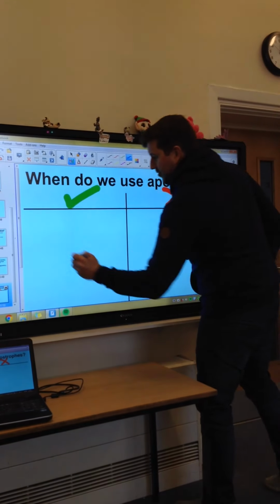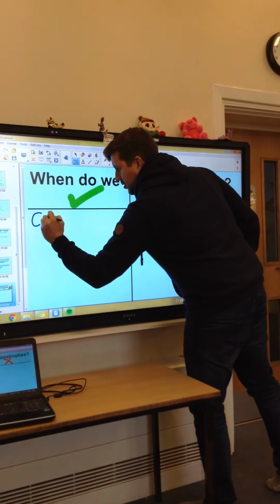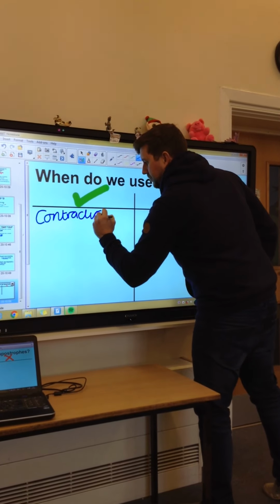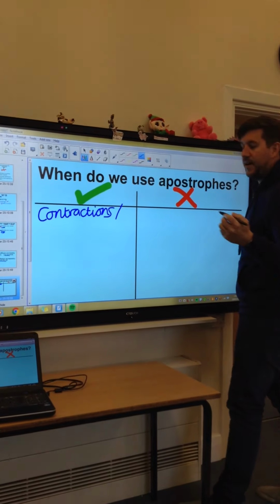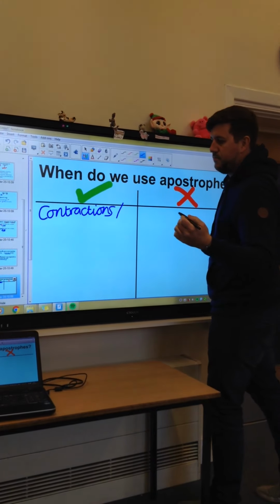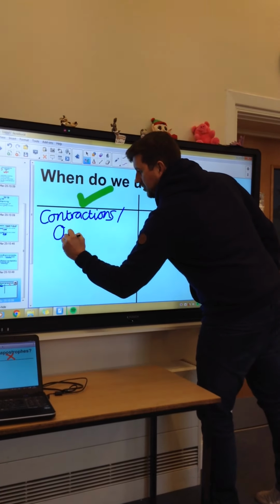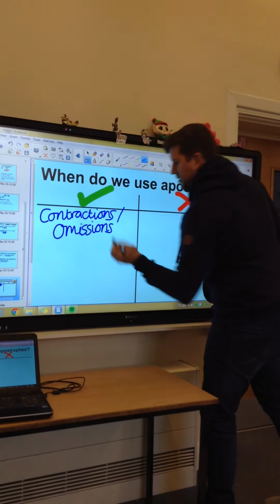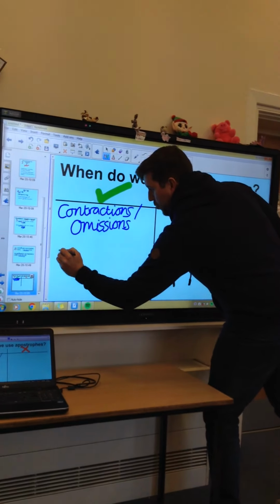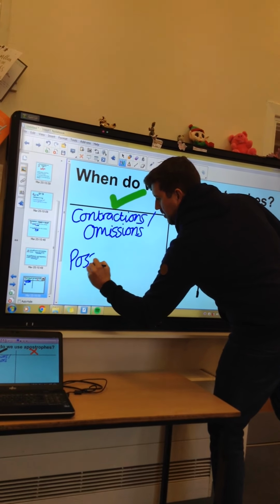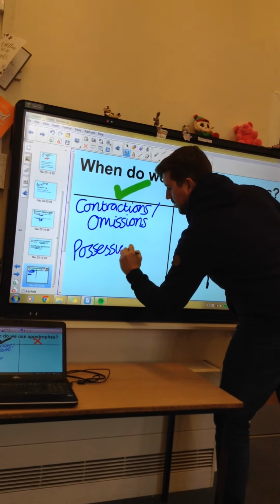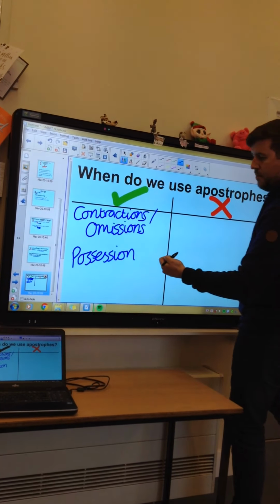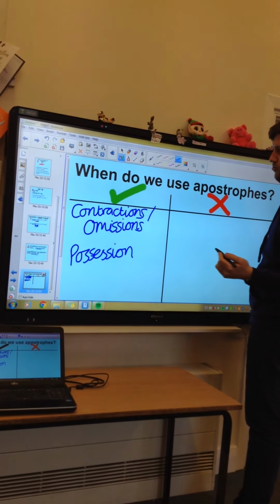We use an apostrophe if we're talking about contractions, or, think about that other word we use, can you remember it? Omissions. We use it to show possession. And that possession, remember, can be both singular and plural.